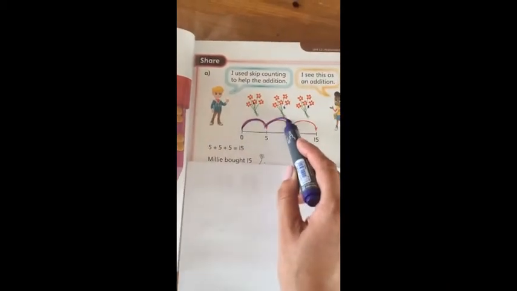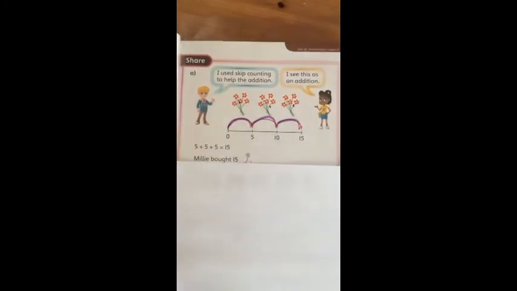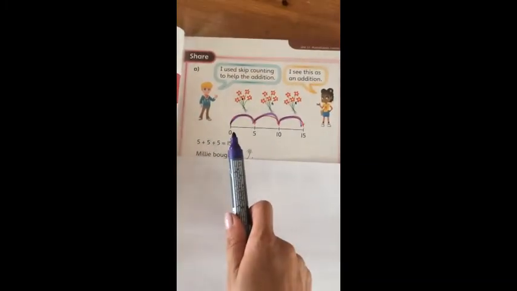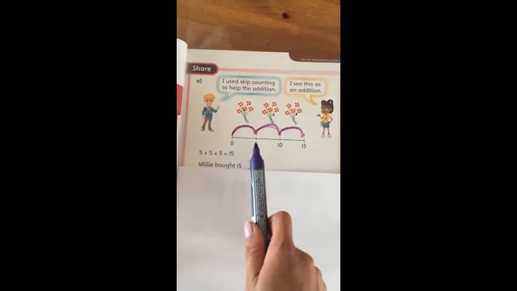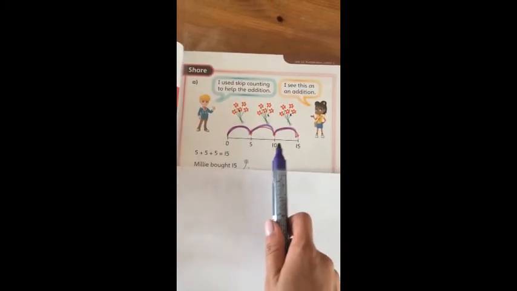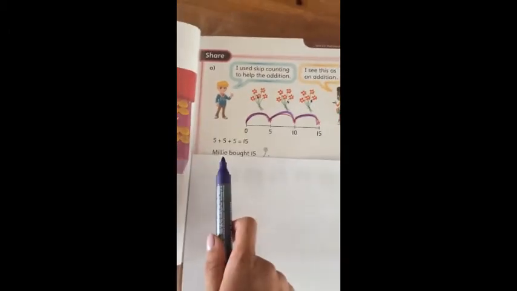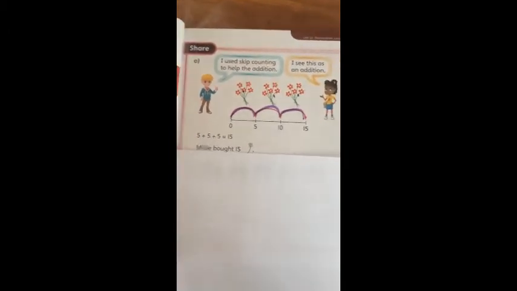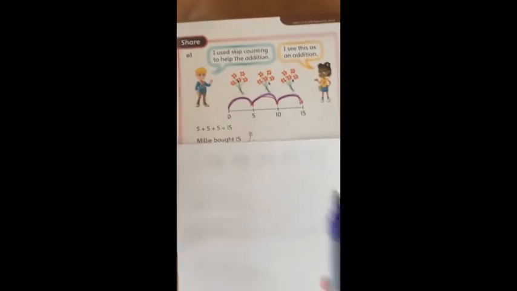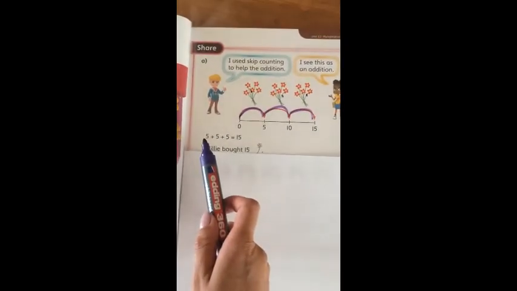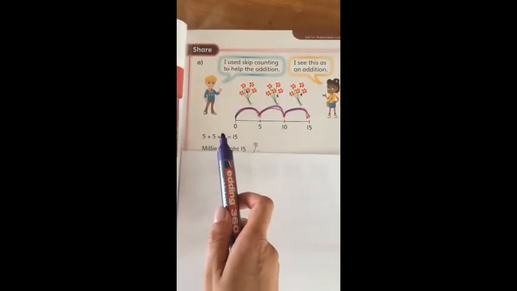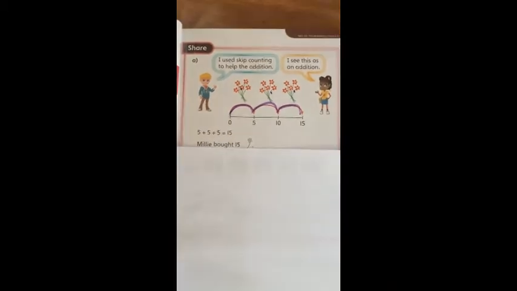Ready? 1 jump, 2 jumps, 3 jumps. And I'm counting in my 5s. 5, 10, 15. 15 would be my answer. Millie bought 15. Now you could write this out as a repeated addition like we have here. 5 add 5 add 5 equals 15.